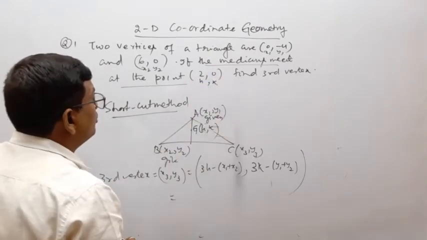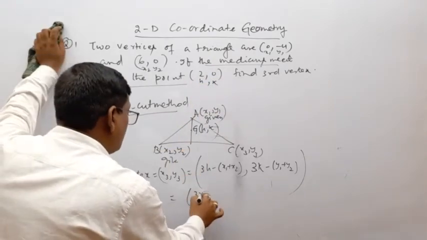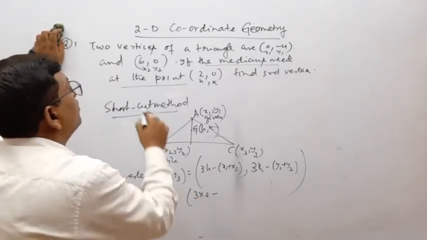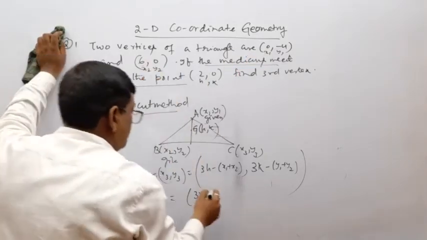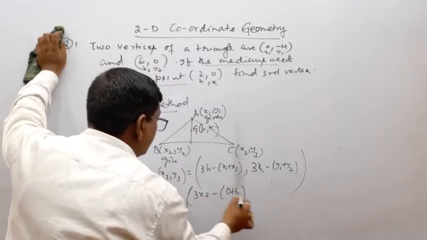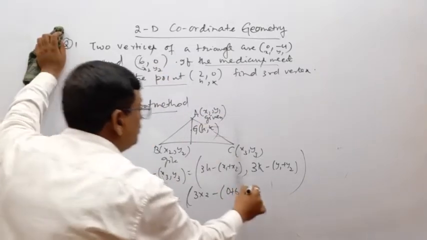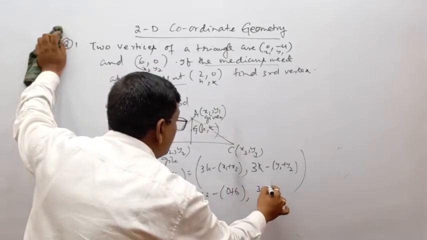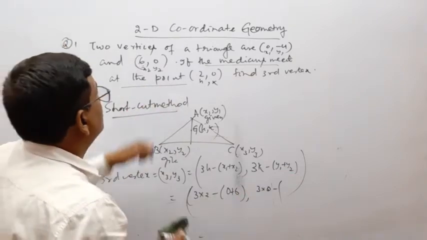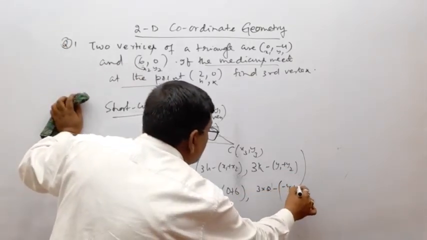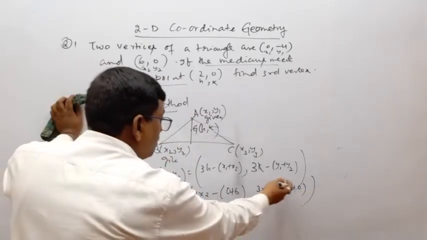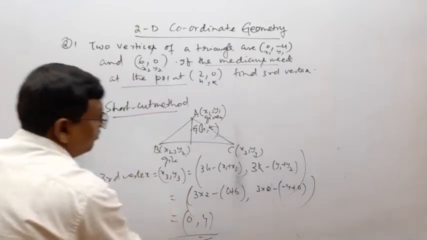So 3 into 2 minus (x1 plus x2), that is 0 plus 6, comma 3k, 3 into 0, minus (y1 plus y2), that is minus 4 plus 0. So this is 6 minus 6, 0, and this is 0 minus of minus 4, 0 comma 4. This is by the shortcut formula.